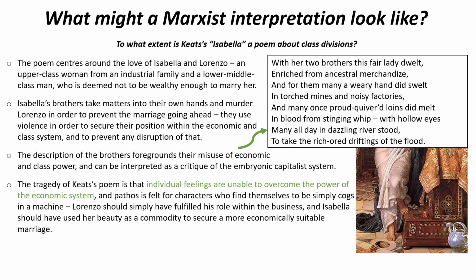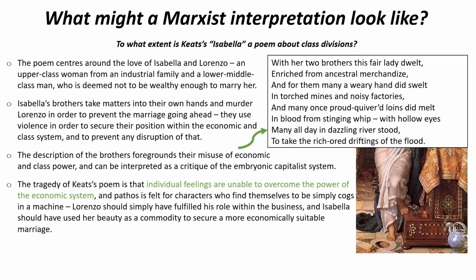So the tragedy, arguably, of Keats's poem is actually that individual feelings are unable to overcome the power of the economic system. And pathos is felt for the characters who find themselves to be simply cogs in a machine. So Lorenzo should simply have fulfilled his role within the business. And then he would have been okay. He would have survived, but he would have been alienated from himself, from his lover, from his fulfillment in life.